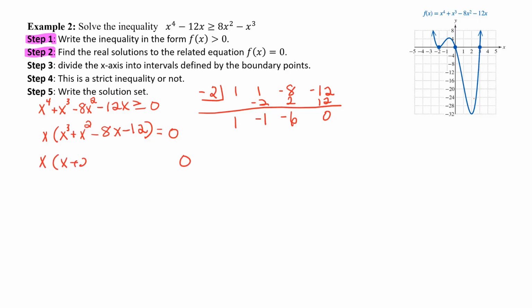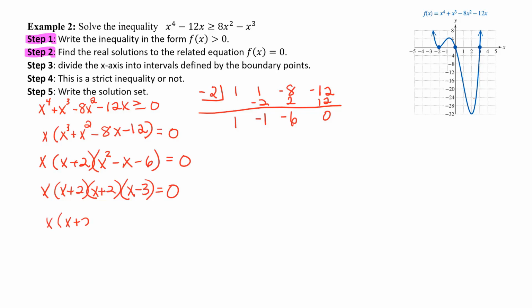So the factorization is going to be x times x plus 2, because -2 is a 0, and then you've got that quadratic left over, which is factorable, so you'll have x plus 2 times x plus 2 times x minus 3. So that's the factorization of this polynomial, and it looks like this. So you can see what the zeros of the polynomial are. That's going to be 0, -2, and 3.